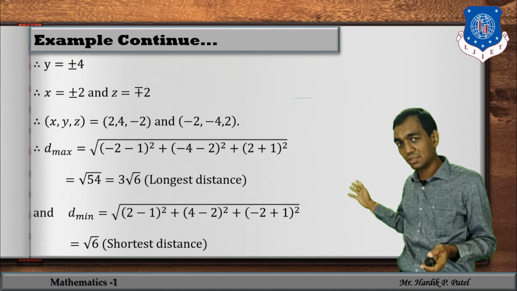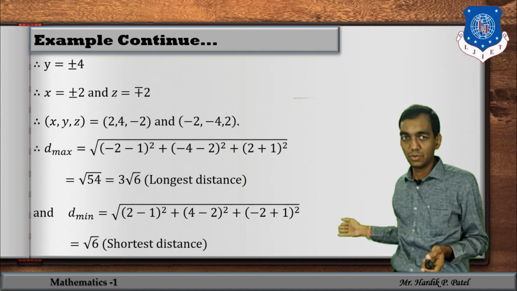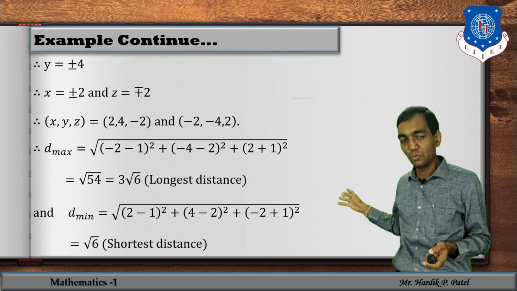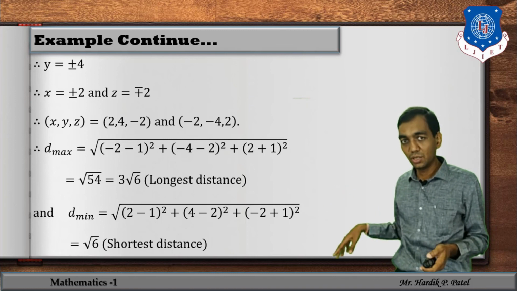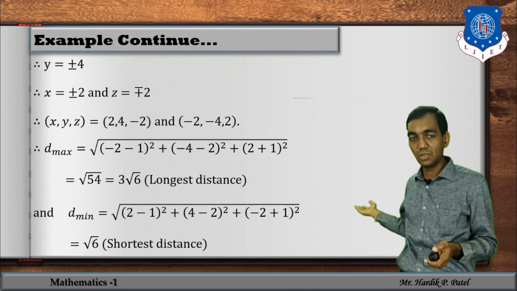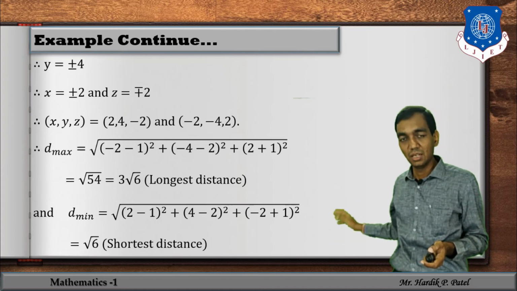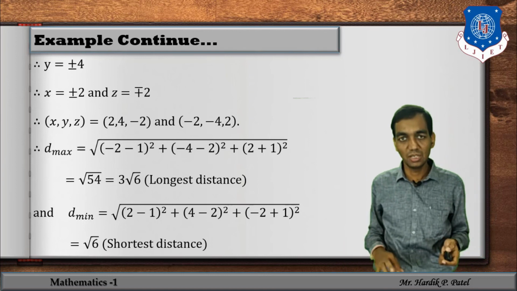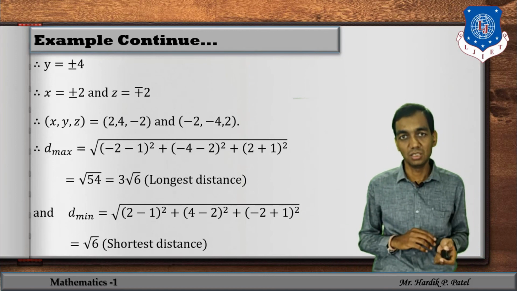You have to write this down according to the value of your function. So we find the values and then say which one is a maximum and which one is a minimum. Here, the first one, 3 root 6, is a maximum and root 6 is a minimum. So that way that will give you your condition.